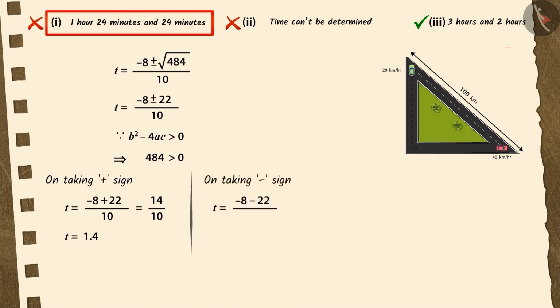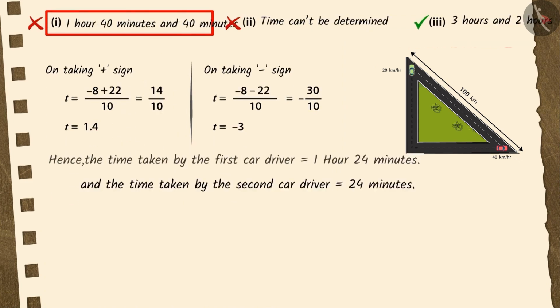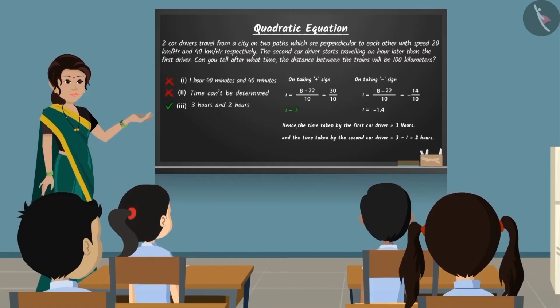Because of which your answer is wrong. So hopefully you must have understood why the third option is right in this example and why the other options are wrong. Teachers can also test the understanding of students in the class with the help of some such examples.